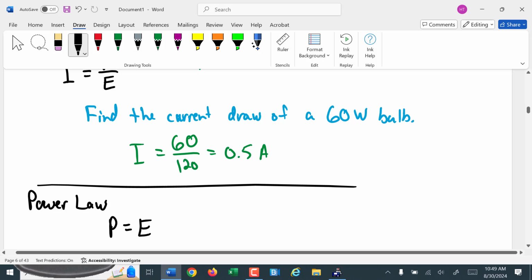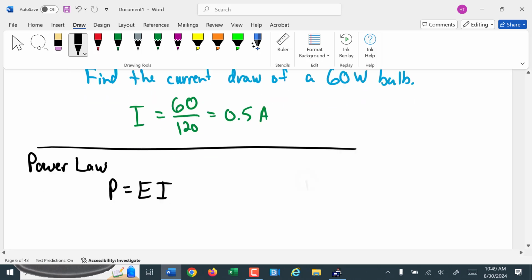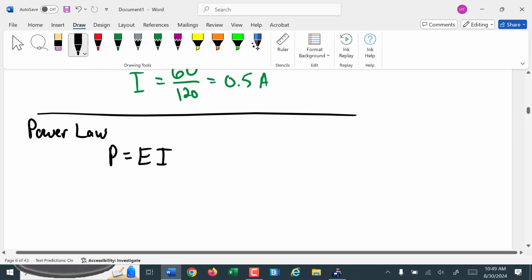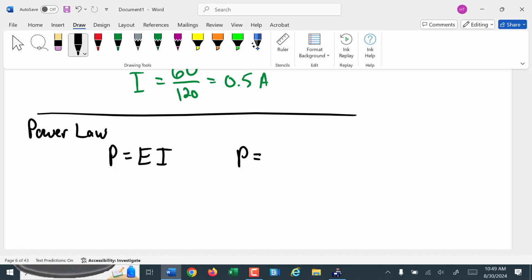Sometimes we don't have the voltage or we don't have the current, so there are alternative forms of the power law. So power equals voltage times current is the main one. If we don't have the voltage, if we go back up to Ohm's law, we saw that the voltage is equal to I times R. Well, we can put that in for the voltage. Ends up being I squared times R.